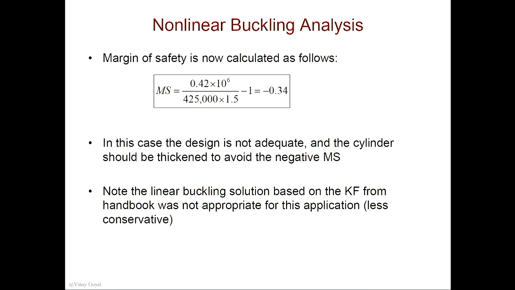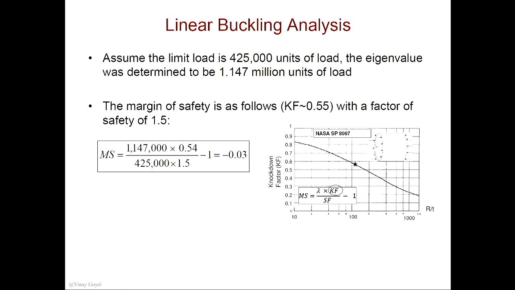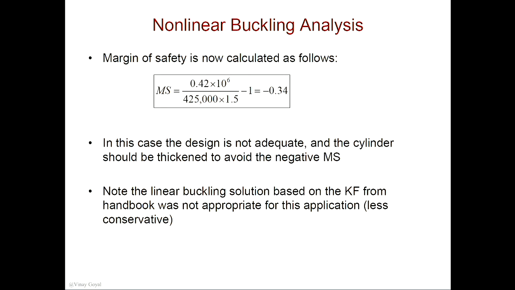Okay. Now, what is the buckling load from nonlinear analysis? This analysis is more advanced compared to linear buckling. So the buckling load I got with nonlinear, with imperfections included, is 0.42 times 10 to the 6th. What I got with the linear buckling was 1,147,000 times 0.54. So this is actually a larger buckling load than what I'm getting with the nonlinear solution. This example shows that the margin of safety I got here, which is negative 0.34, is worse than the margin of safety I got with the linear buckling solution with a knockdown factor that came from a handbook.